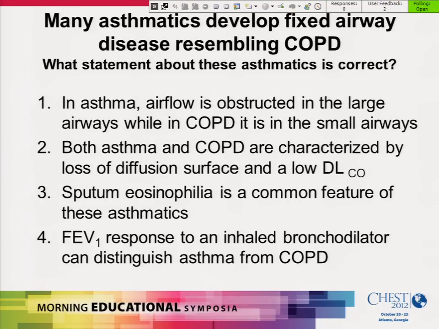Many asthmatics develop fixed airway disease resembling COPD. What statement about these asthmatics is correct? In asthma, airflow is obstructed in the large airways, while in COPD, it is in the small airways. Both asthma and COPD are characterized by loss of diffusion surface and low DLCO. Sputum eosinophilia is a common feature of these asthmatics. FEV1 response to an inhaled bronchodilator can distinguish asthma from COPD.